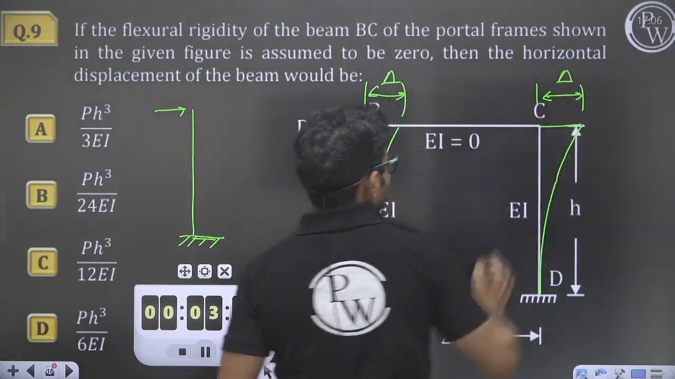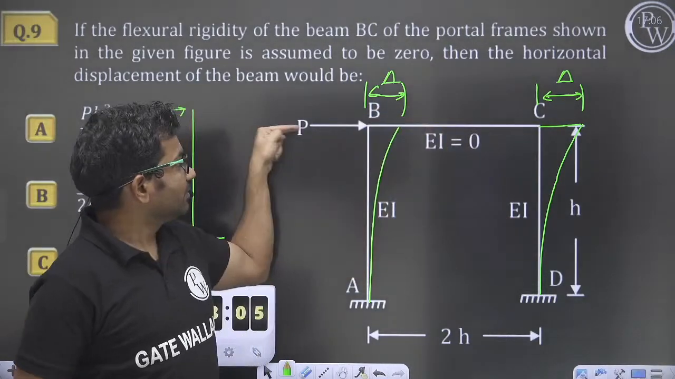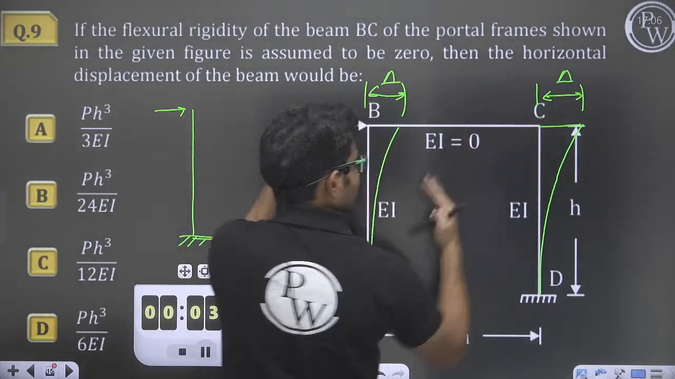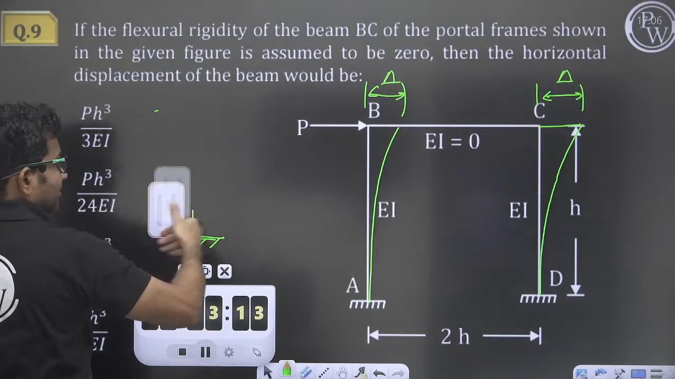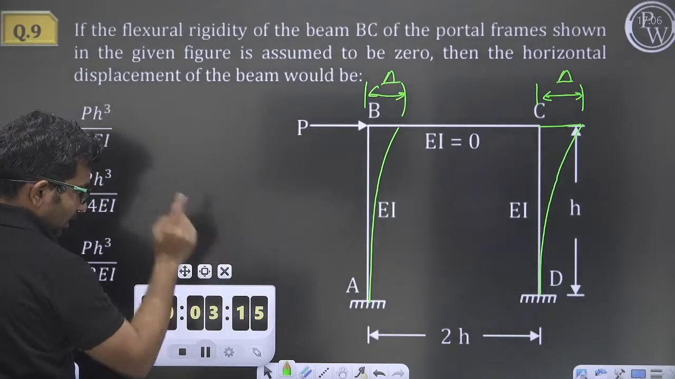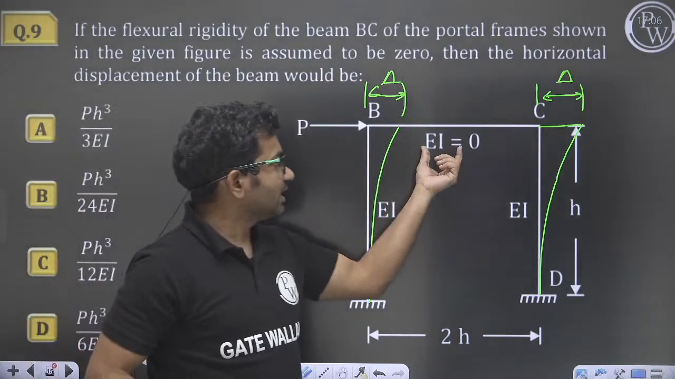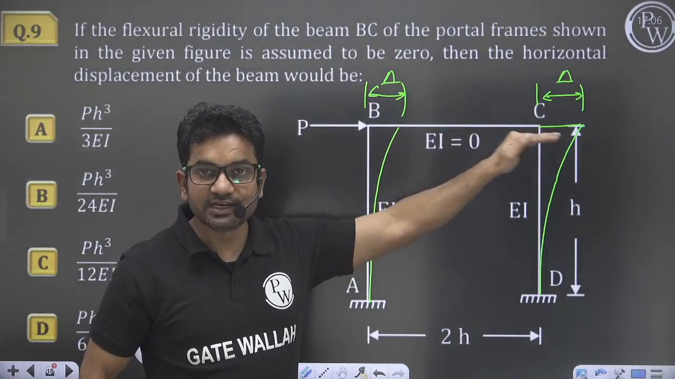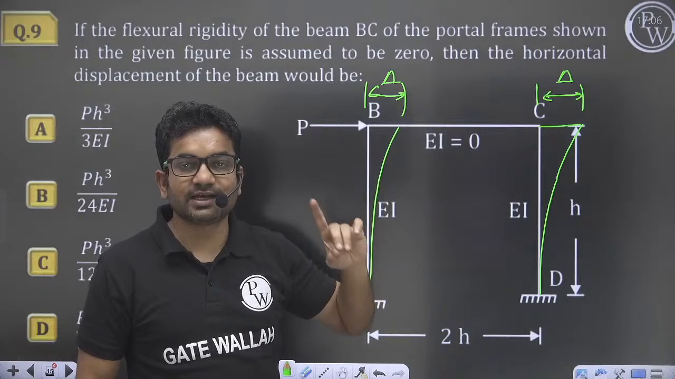Then both these columns will equally resist this load P. Whatever load P is coming, both these columns will resist this load. So the question is framed like that, it will confuse you. How is it confusing you? It is confusing you by saying that EI is equal to 0. But axial rigidity is not 0. Axially nothing is said, so we have to take it as axially rigid.